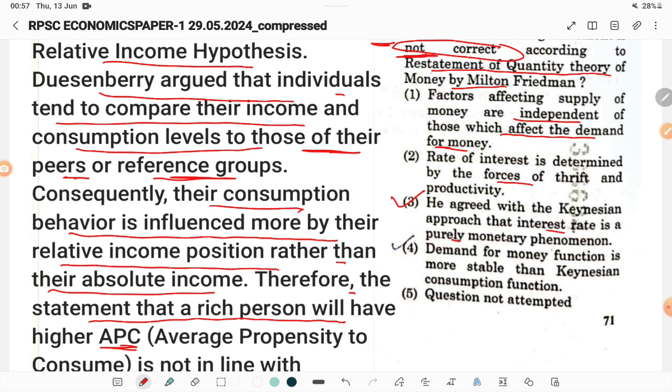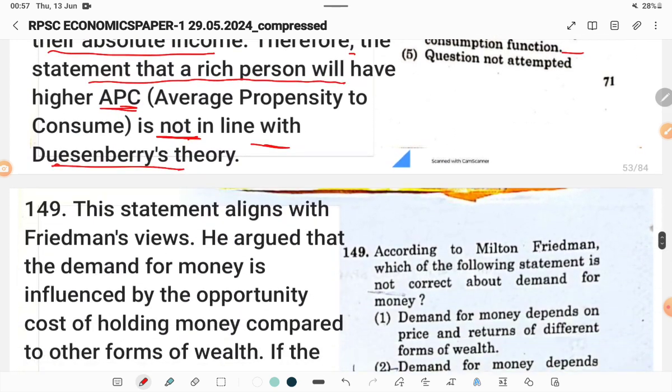Milton Friedman's views diverged from the Keynesian perspective on interest rates. Friedman believed that interest rates were primarily determined by real factors such as thrift and productivity rather than being purely monetary phenomena. And the fourth statement: demand for money function is more stable than the Keynesian consumption function. This statement is correct here. According to Friedman's view, he argued that the demand for money function is relatively stable compared to the consumption function in Keynesian economics. So the third will be the right answer here, which is not correct.